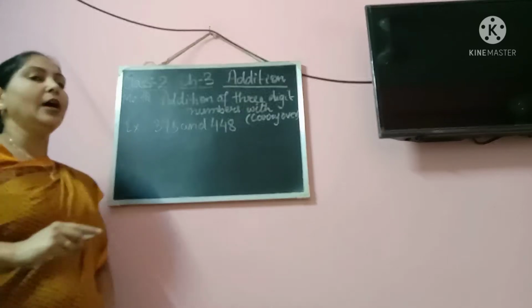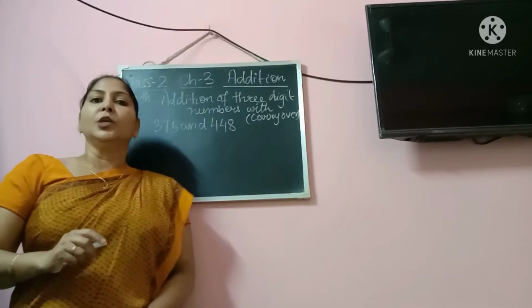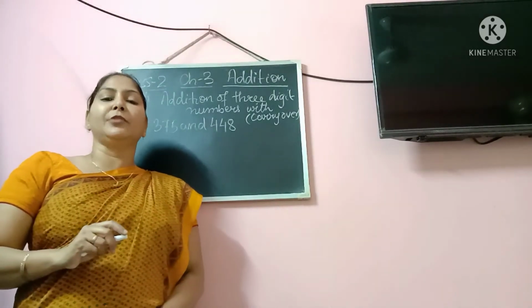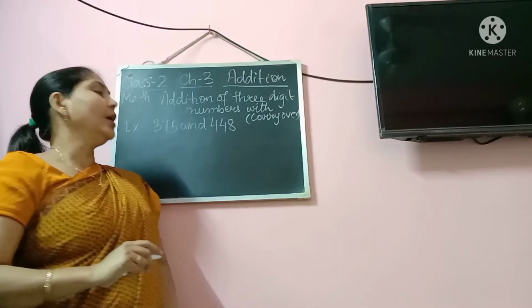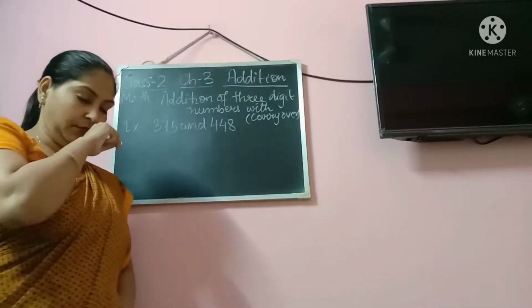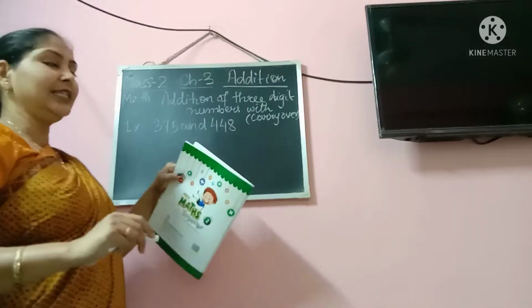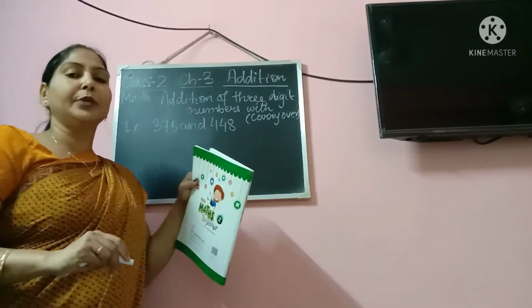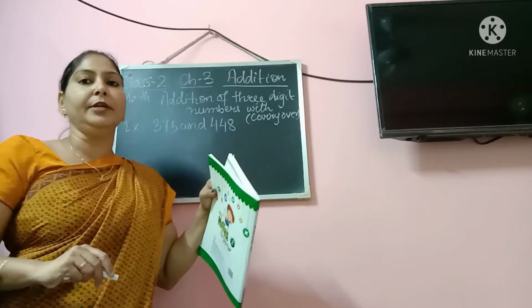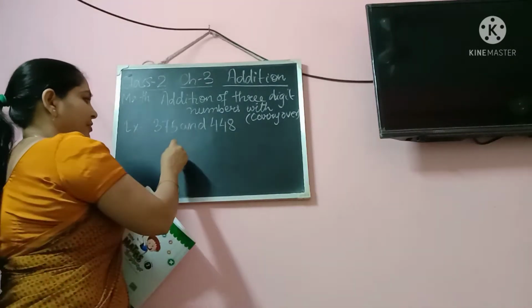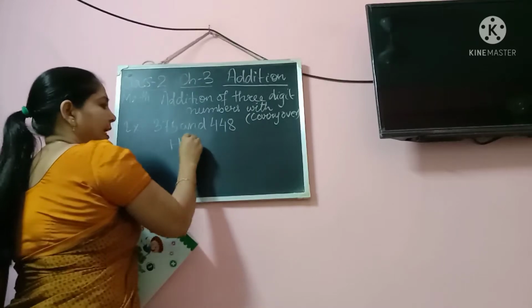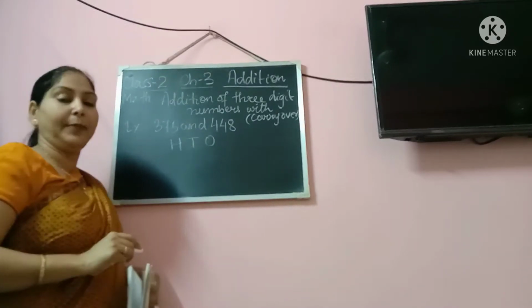You can see I have written one question here. With the help of this question we will try to understand how to do addition of three-digit numbers with carrying over. So let us arrange these numbers. They both are three-digit numbers, as you can see on the board. First we will arrange both the numbers according to their place value.